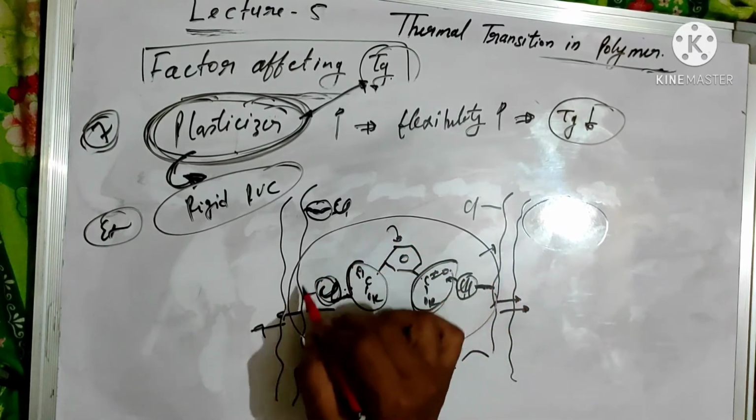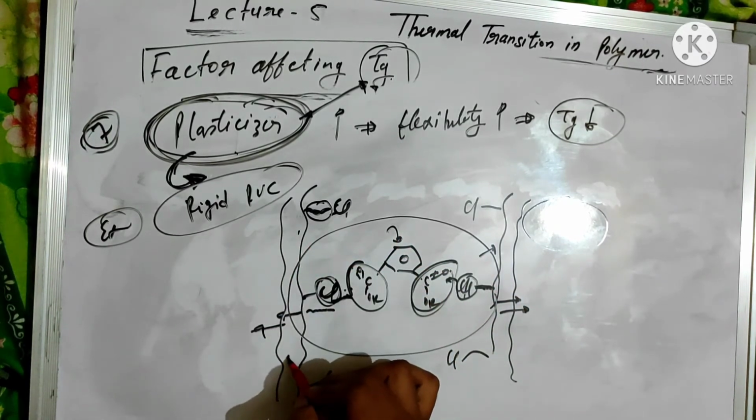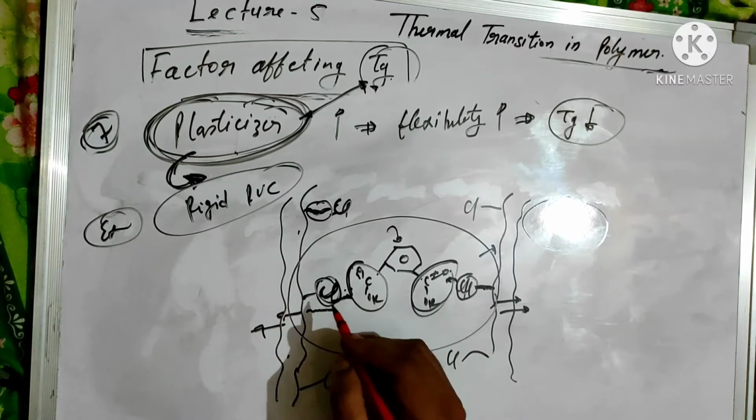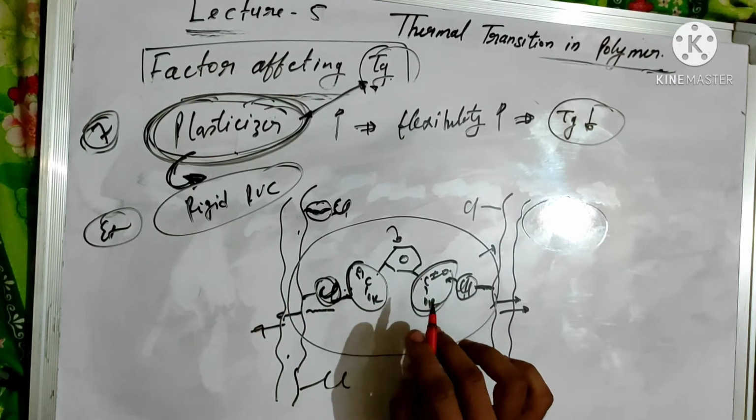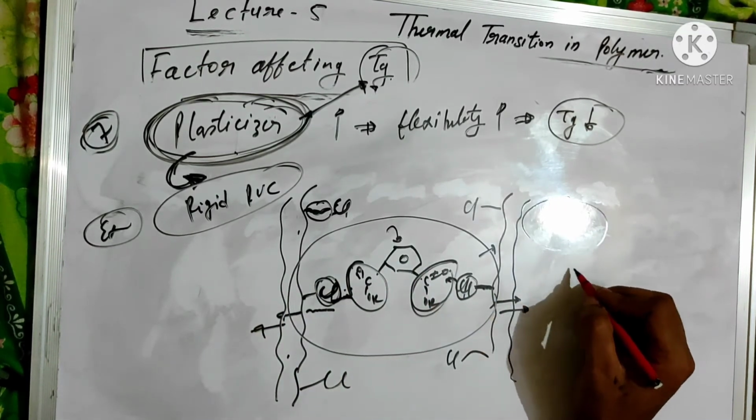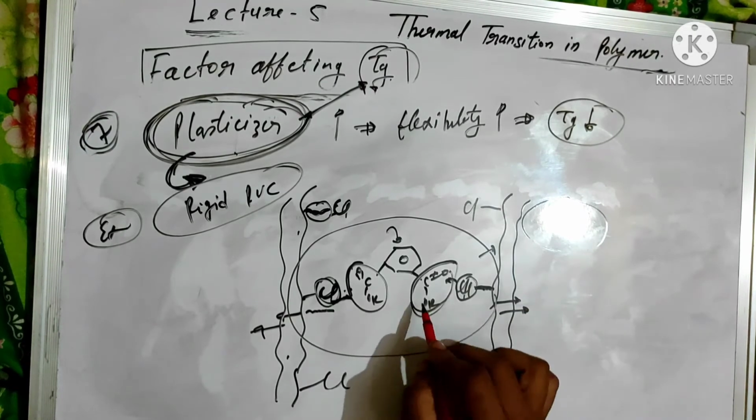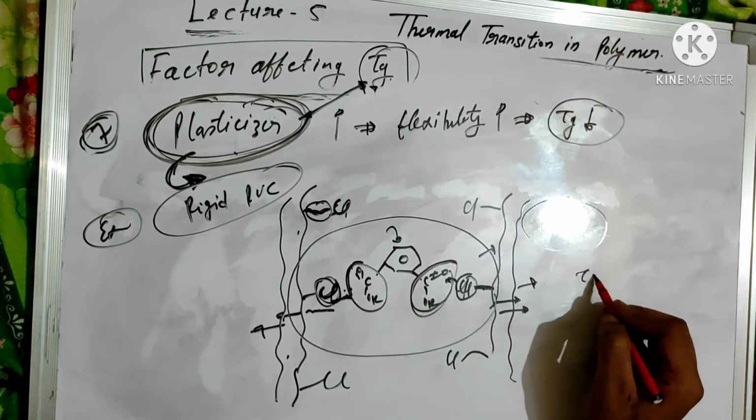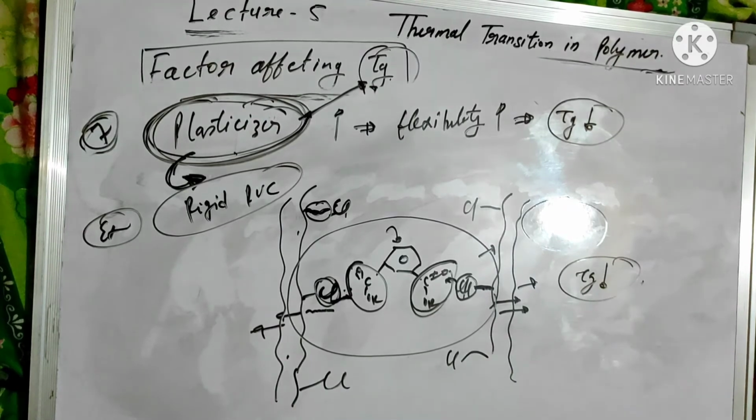If the free volume increases, this polymeric chain starts to get a lot of space for further rotation. That's why the rotation increases, and with increasing rotation, the flexibility of the PVC also increases. That's why its glass transition temperature will be reduced.